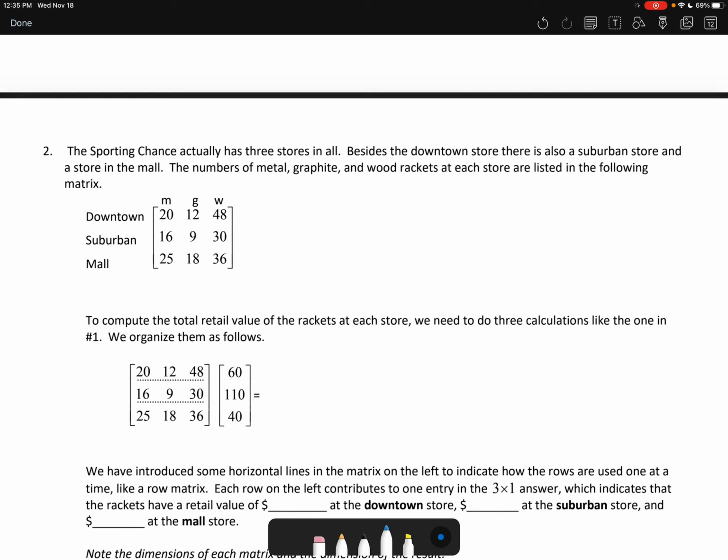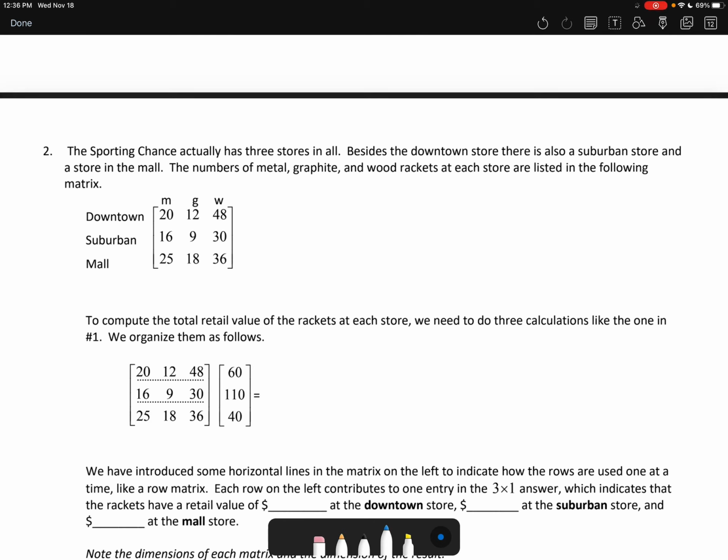And the store in the mall has 25 metal, 18 graphite, and 36 wood. So we have 3 rows now in our matrix, along with the 3 columns that we already had. So if we want to compute the retail value of the rackets for each store, we basically have to do 3 calculations like the one in number 1, the one that we already did. And we can organize them as follows.